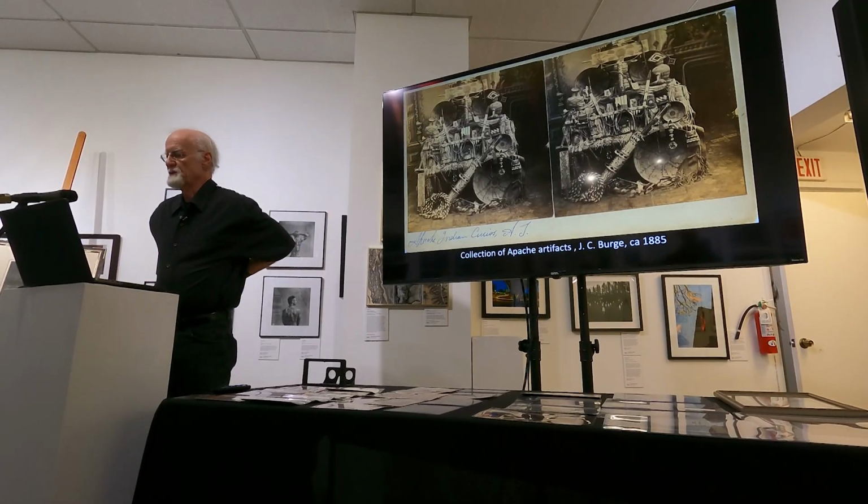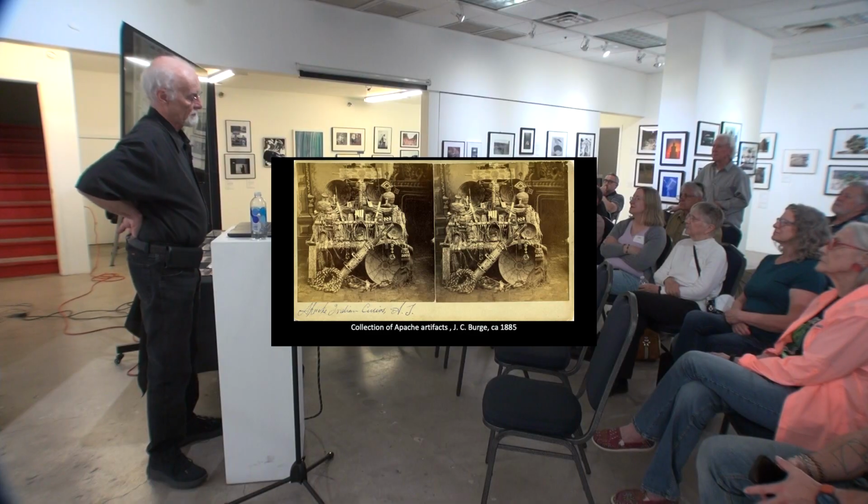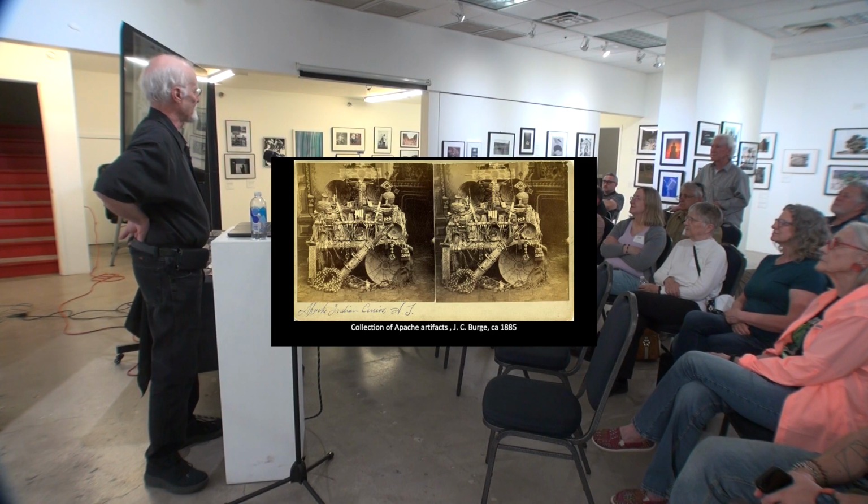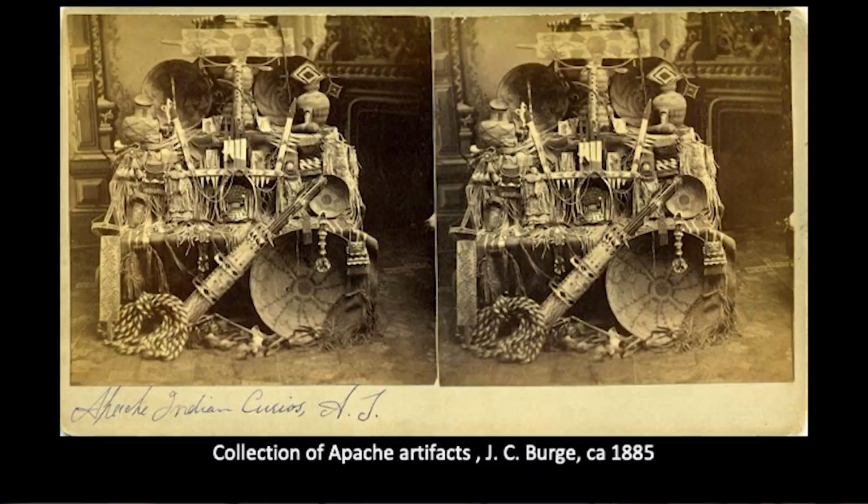Another photographer, Burge, Joseph Campbell Burge. Most of these people came from California. Another one came from California, learned photography there, and came across and started a business here. He was active in Phoenix, Prescott, Globe, Flagstaff, Kingman. He sort of traveled all over the place.